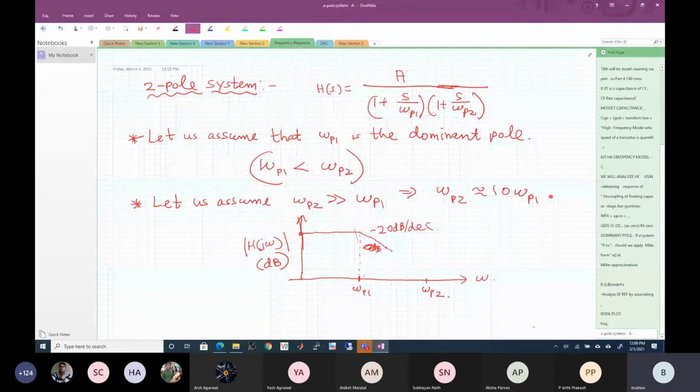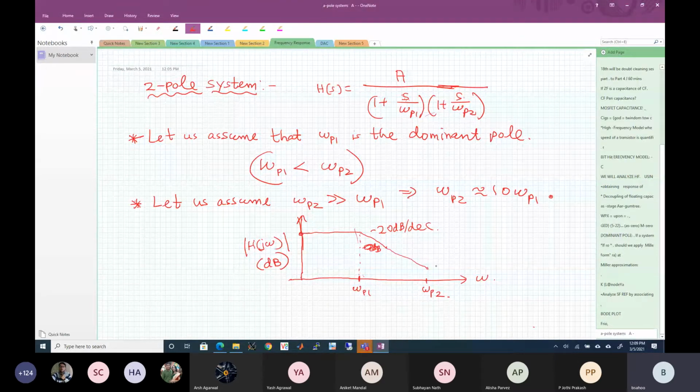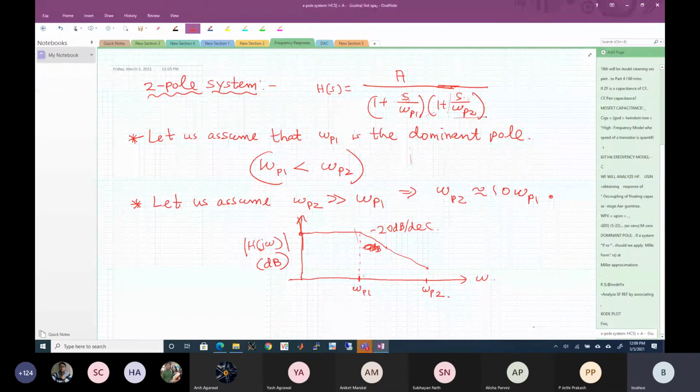It keeps on rolling, and at omega P2, if I plug in omega P2 here, you will see that it further drops off from there by 3 dB. But this term will be a very large number, so this term would no more define the slope at this point. Now another slope will be added. It becomes another 20 dB per decade, so it will start rolling off at minus 40 dB per decade.